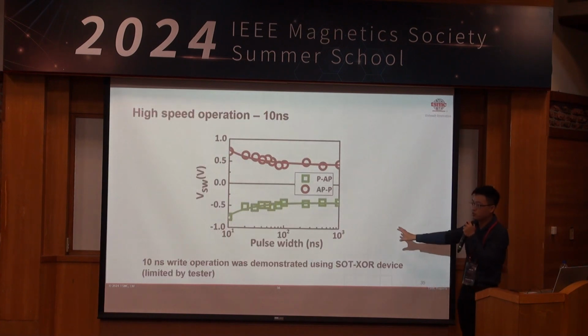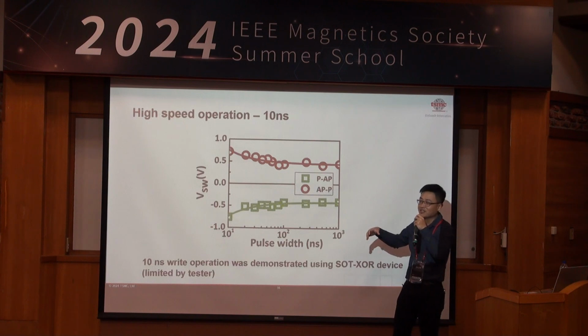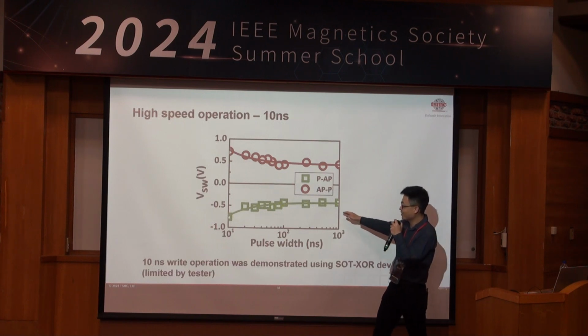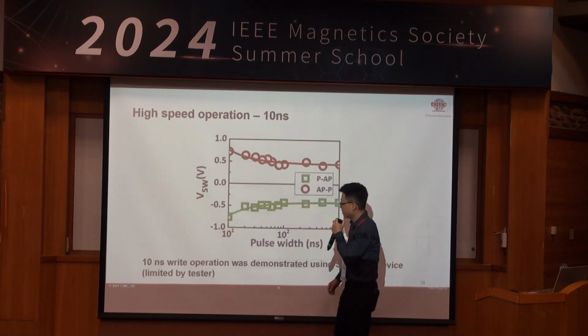Okay, and we also tried the high-speed measurement, but this time, because the SOT channel is larger, the RC delay is more significant. So now we cannot go down to 0.4 nanosecond, but we stop at 10 nanoseconds.